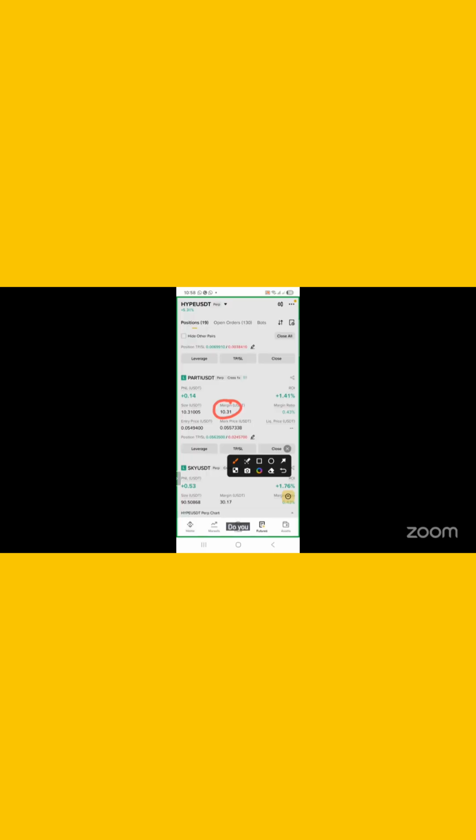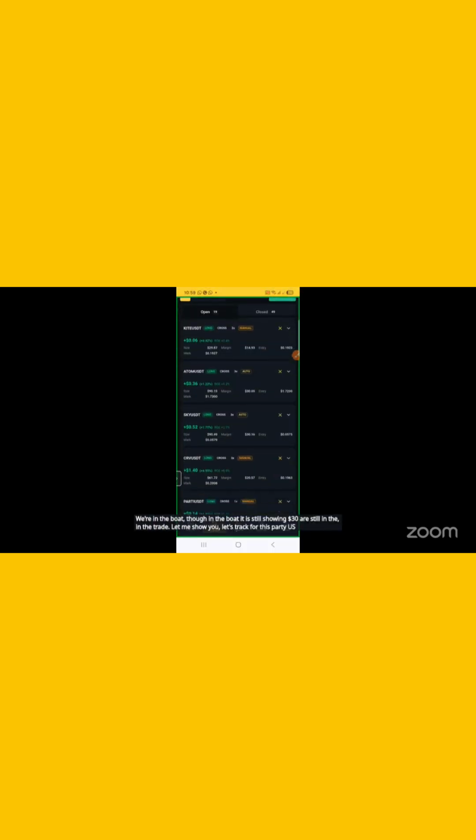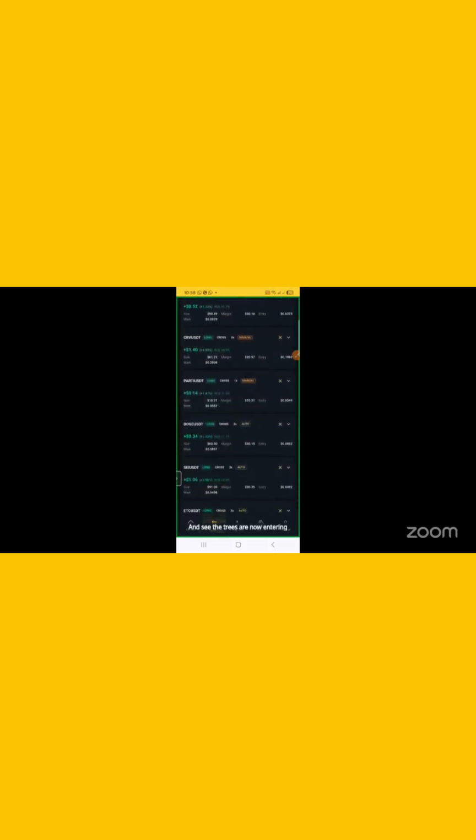It entered with $30, but now it is showing it has remained with $10. Why? It has kept on closing some part of the trade, removing some money from the trade, though in the bot it is still showing $30 in the trade. Let me show you. Let's track this pair, USDT, and see the trades that are now entering profit. You can see it is remaining with just $10 in the trade, though it started with $30. This one started with $30, now remaining with $20. Why? Whenever it closes off some profit, it reduces the money in the trade.